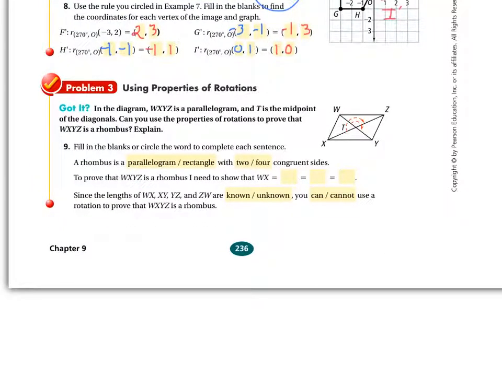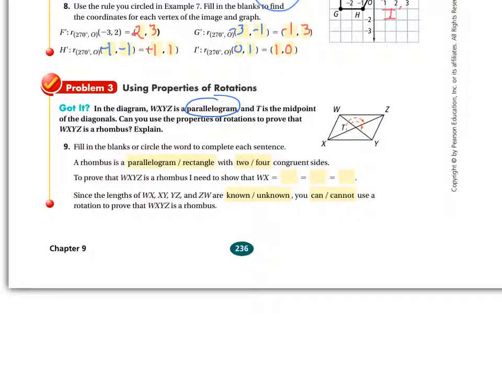In the diagram, WXYZ is a parallelogram. We know a lot of stuff about parallelograms. Opposite sides are congruent. Opposite sides are parallel. Opposite angles are what? Congruent. What about consecutive angles? Supplementary. What about the diagonals? Are the diagonals congruent in all parallelograms? Nope. What are the diagonals, though? What do they do? They're not perpendicular. They bisect each other, right? So, you know, all kinds of stuff.